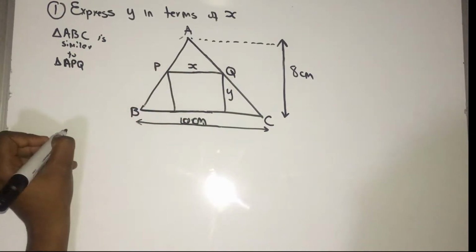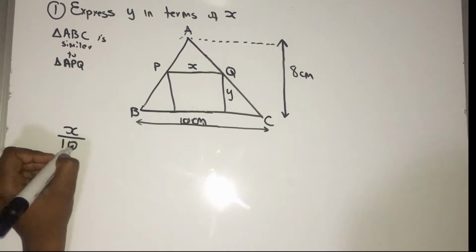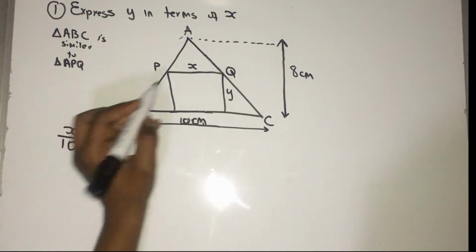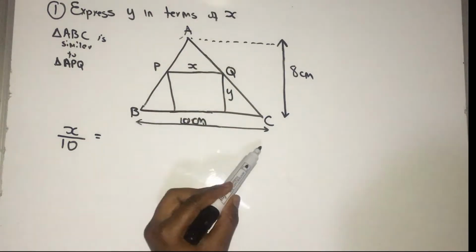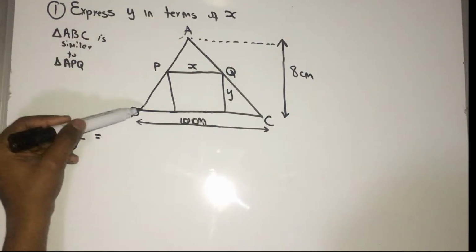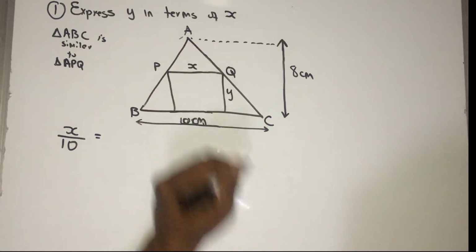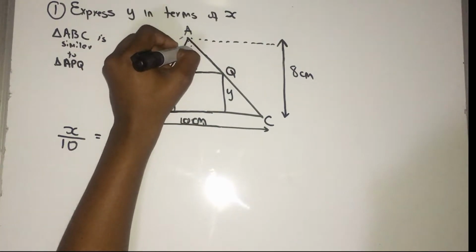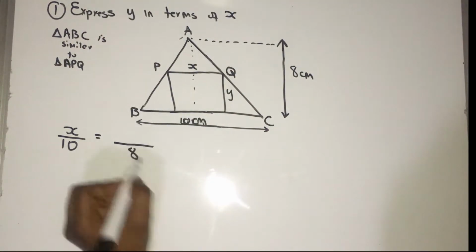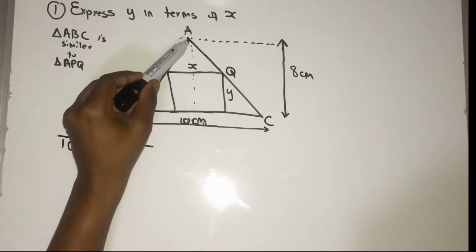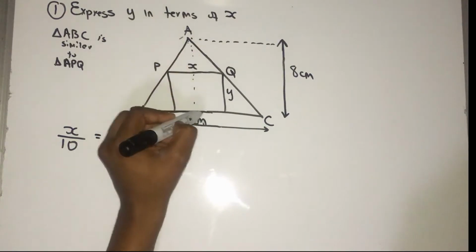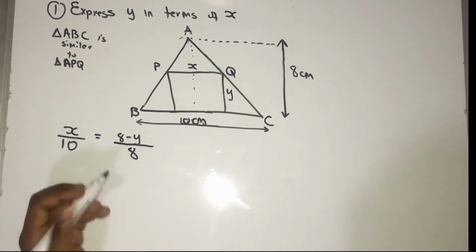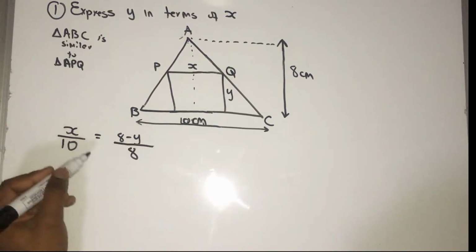So meaning, I can say x over 10. What does this mean? I took the base of the small triangle divided by the base of the bigger triangle. That would be the same as taking this side of the smaller triangle over the overall side of the bigger triangle, or this side AP of the smaller triangle over AB. But we see our y is a perpendicular distance, and we've been given the perpendicular height of the bigger triangle as 8. So we just need to find the perpendicular height for the smaller triangle. If the whole thing is 8 and this is given as y, this one has to be 8 minus y. And then from there we can simply solve for y, and then we would have expressed y in terms of x.